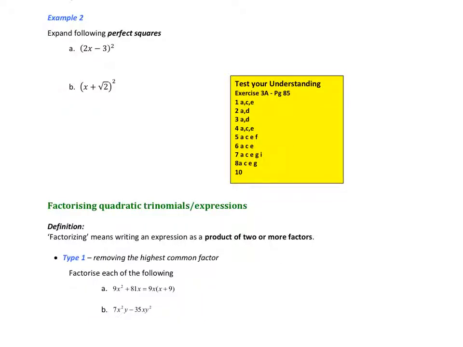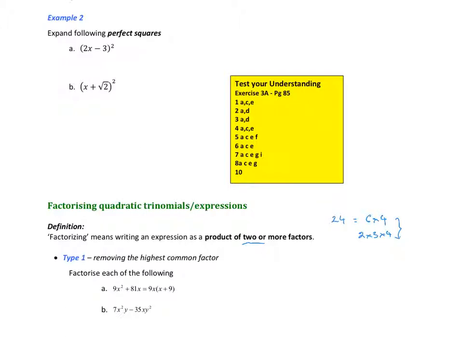Factorising any expression really means writing it as a product of terms. So if you think of the factors of 24, we write that as 6 times 4 or 2 times 3 times 4. It's a product of terms. So that's what we're looking to do here.